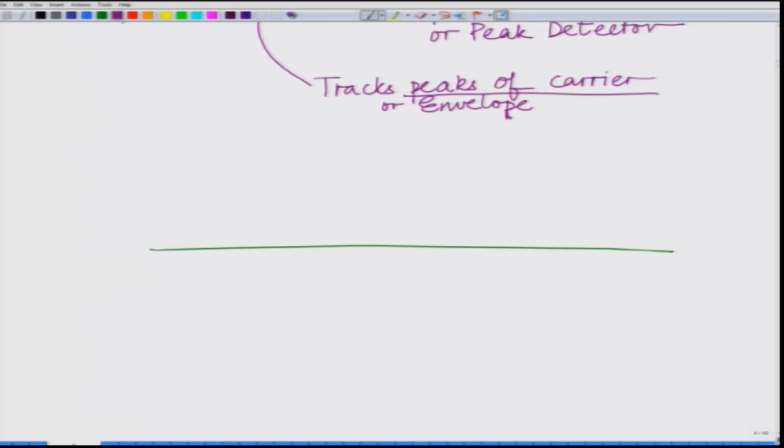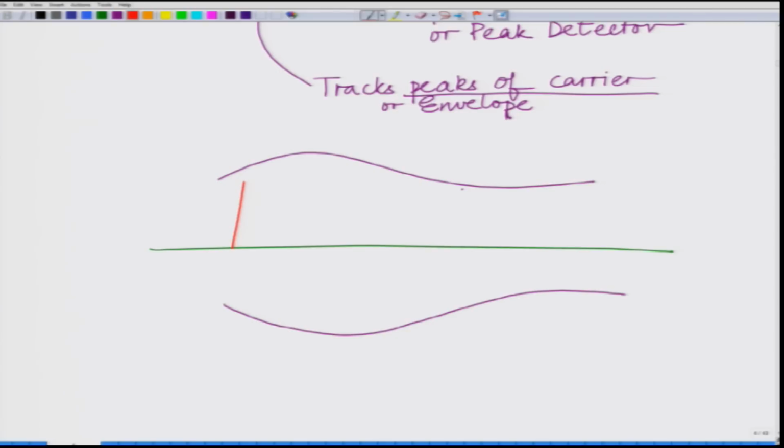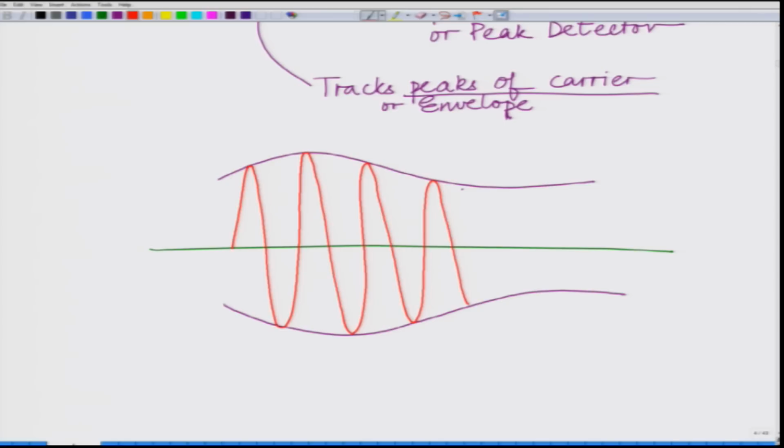Let us draw again a simple AM modulated signal, and remember also we are considering that the modulation index is less than 1, therefore, there are no distortions. Now this is the carrier, this is an approximate, so this is your envelope, correct.